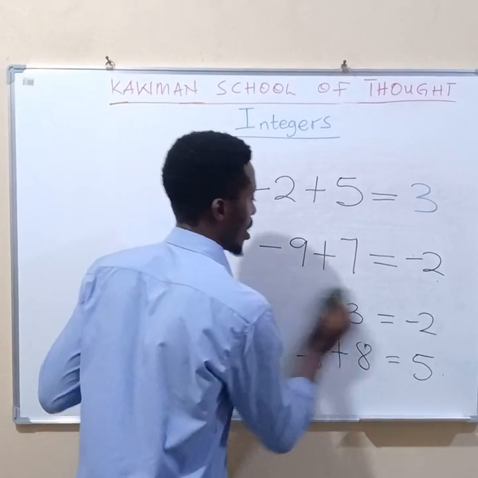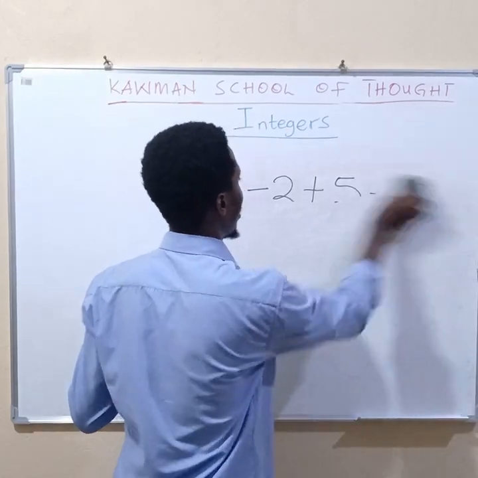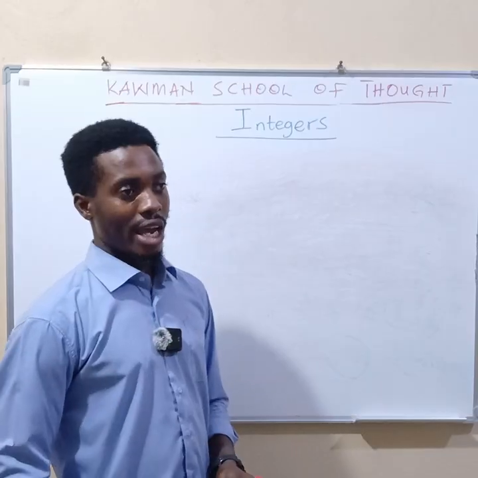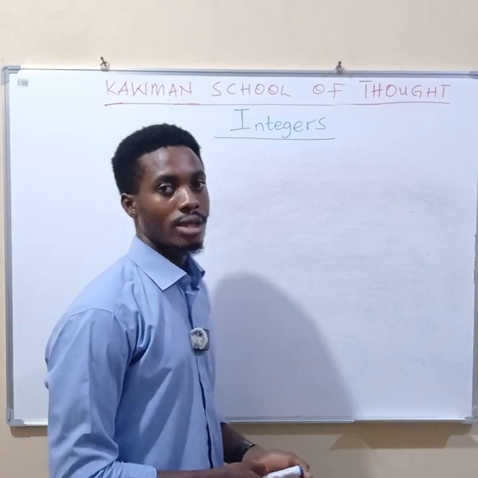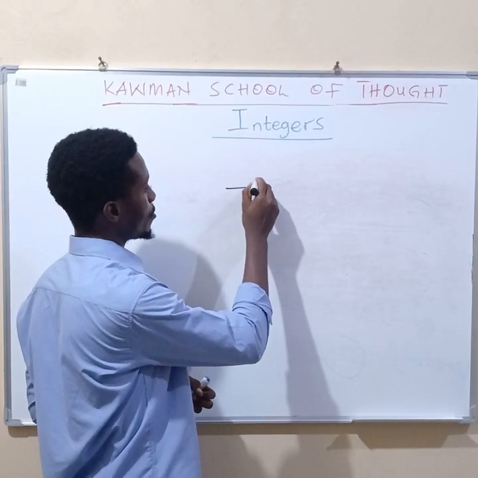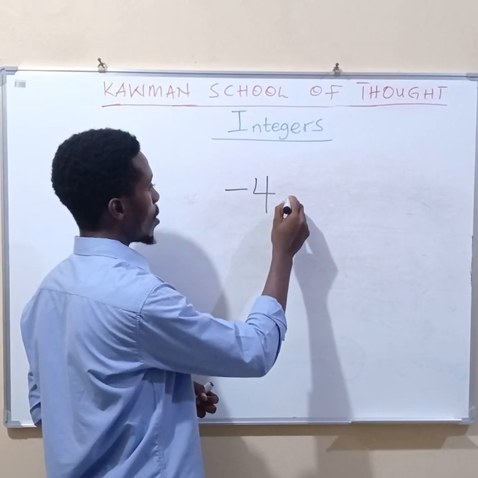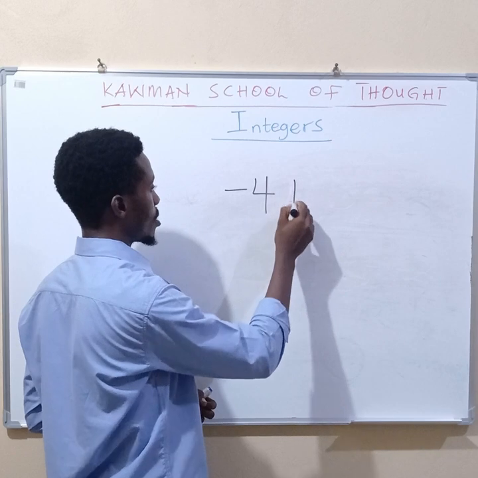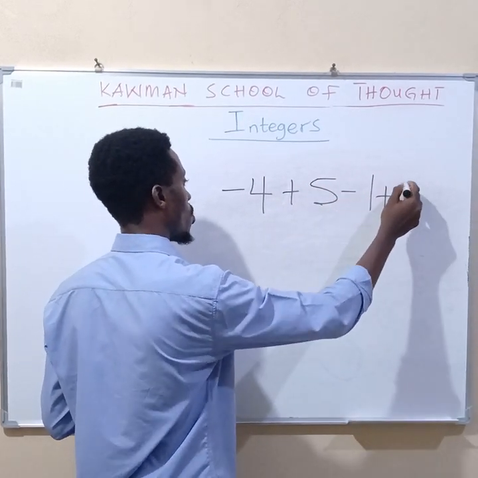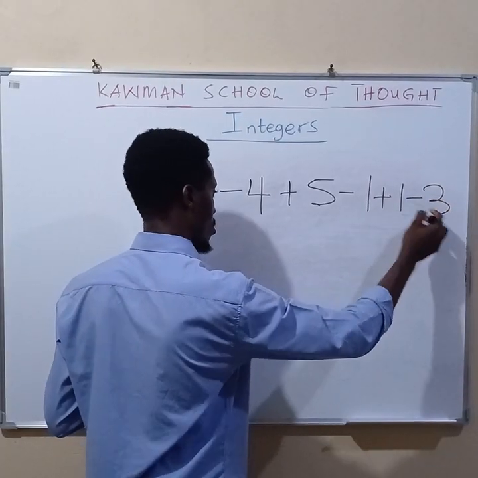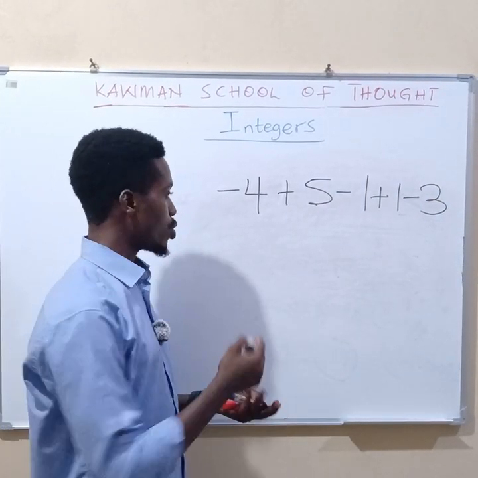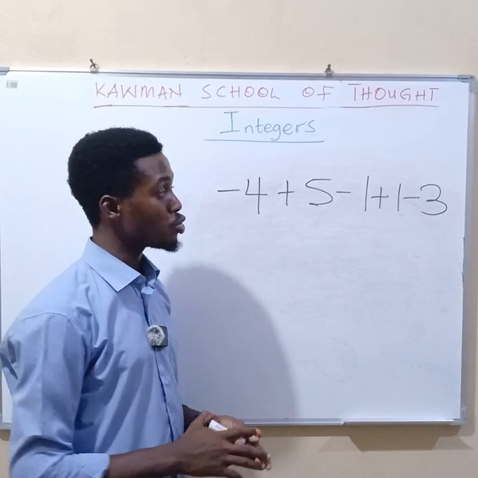Now that we are done with this, let's take something longer. This is too short. I mean, for those in primary 4 and above, you should know this. You are growing, you should know this, right? So say I have a number like this, negative 4 plus 5 minus 1 plus 1 minus 3. Okay, so if you have a question like this, how do you go about it? This is not a maths class, but then you should know how to do this.